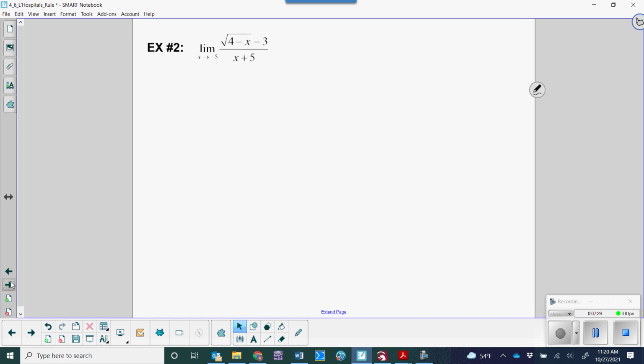Okay, next example. So previously, to do this example, we would have had to do the whole rationalize the numerator and all that mess, which is why we didn't spend a lot of time on it, because I knew we would get to the point where it would be easier. So I'm going to quickly look, realize the bottom is 0. I'm going to plug -5 into the top. That's going to be 3 minus 3, it's 0. So I'm going to go over here and I'm going to say limit as x approaches -5 of just the numerator, square root of 4 minus x minus 3 equals 0.